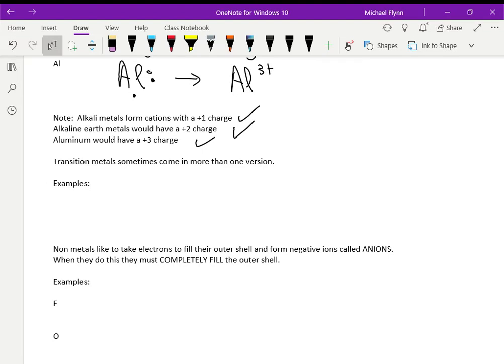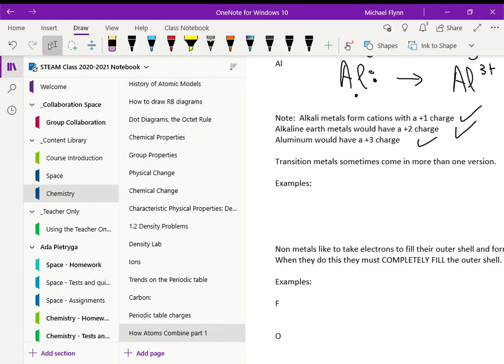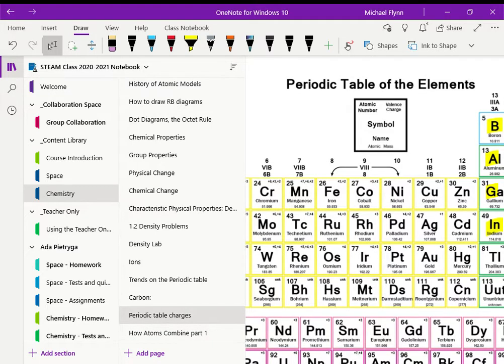Now, sometimes transition metals come in more than one version. This is a little weird. For the transition metals, some we call multivalent, which means some iron atoms have 2 valence electrons, some have 3, and for reasons that are too complicated to get into in grade 9. But because there are 2 versions, I included that here in the periodic table.